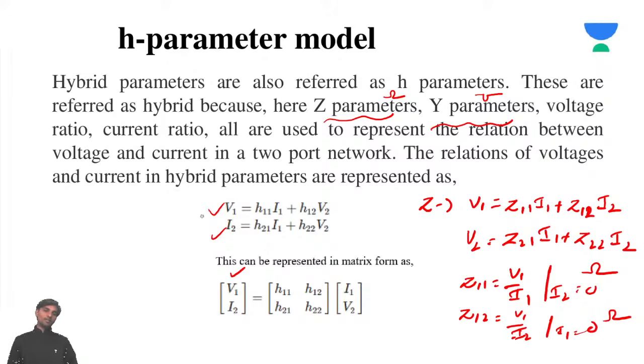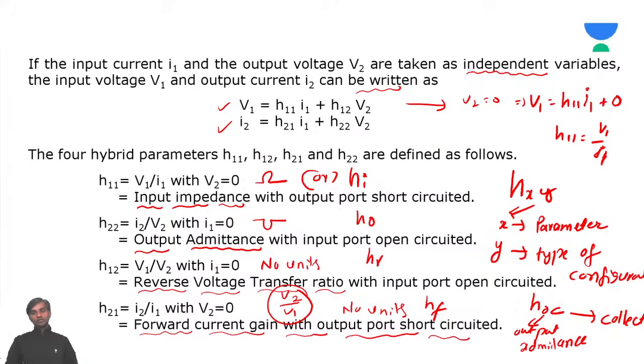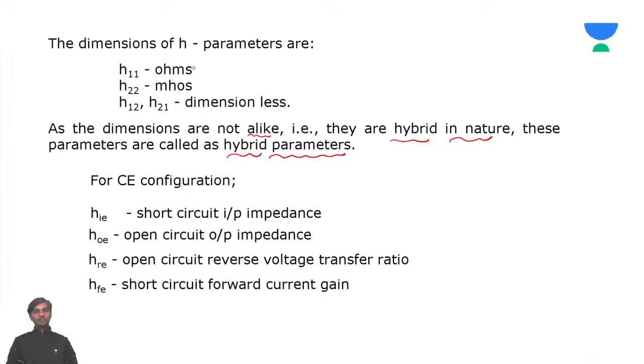Whereas the H parameter is a combination of both, impedances and admittances. So it can have mhos, ohms, and dimensionless quantities. Because of this mixed behavior, they are called H parameters.